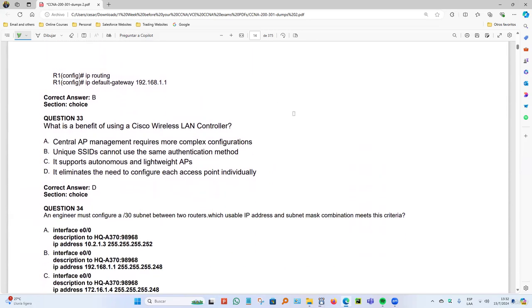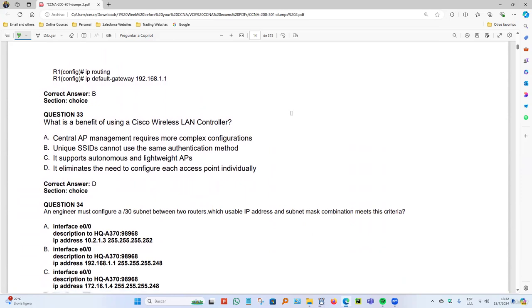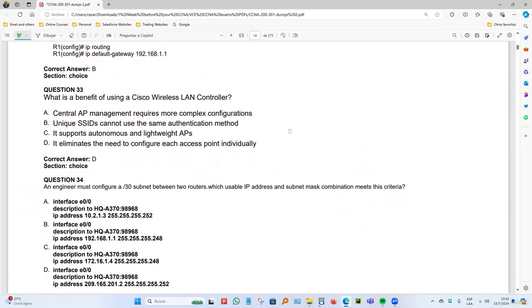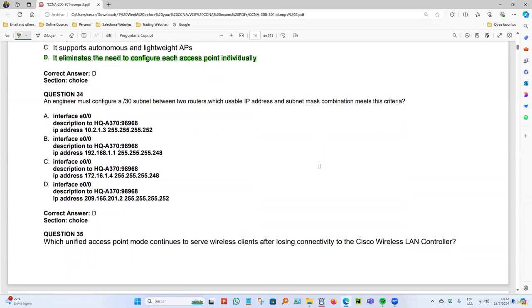Next one. What is the benefit of using a Cisco wireless LAN controller? Okay, the answer is D. It eliminates the need to configure each access point individually. This one I know by memory.